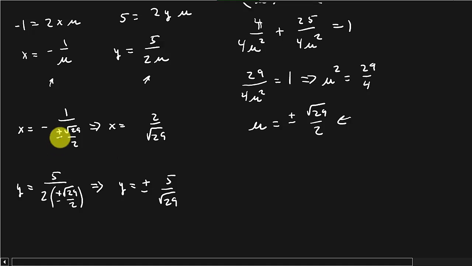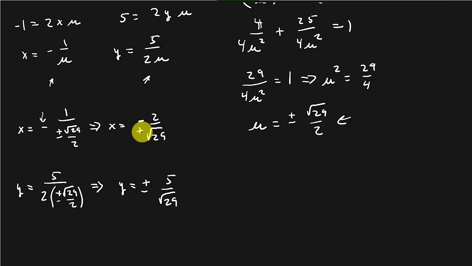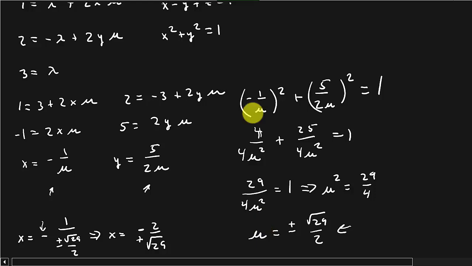Now, this is where I messed up. Right here. So notice how this is plus or minus, but this is a negative right here. So that negative and positive is going to be a negative, and the negative and negative is going to be a positive. So those signs are going to flip. Okay. All right. So we've got x, we've got y. And so what do we need now? Well, now we need z.